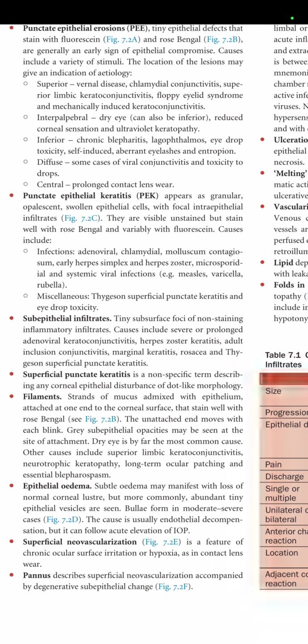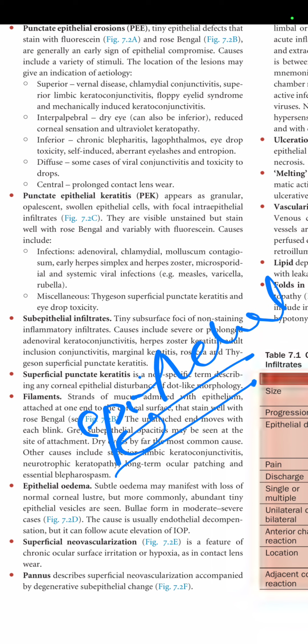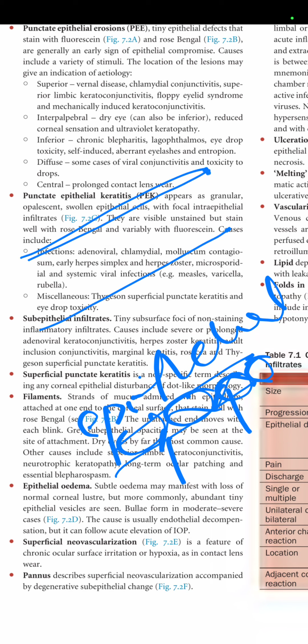Epithelial edema. Subtle edema may manifest with the loss of the normal corneal luster, but more commonly, abundant tiny epithelial vesicles are seen. Bullae form in moderate to severe cases. So it is very important, epithelial edema. Any edema is where you can see that the epithelial cells are edematous. So the normal cornea is very clear. When there is a loss of the clarity, it can manifest that there is some kind of edema.